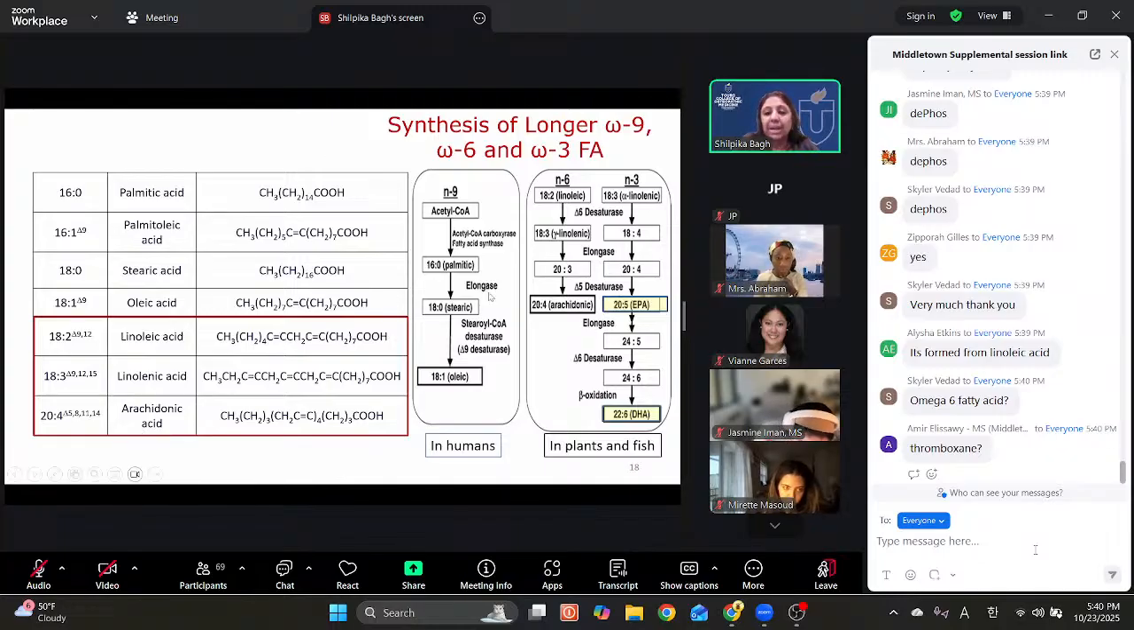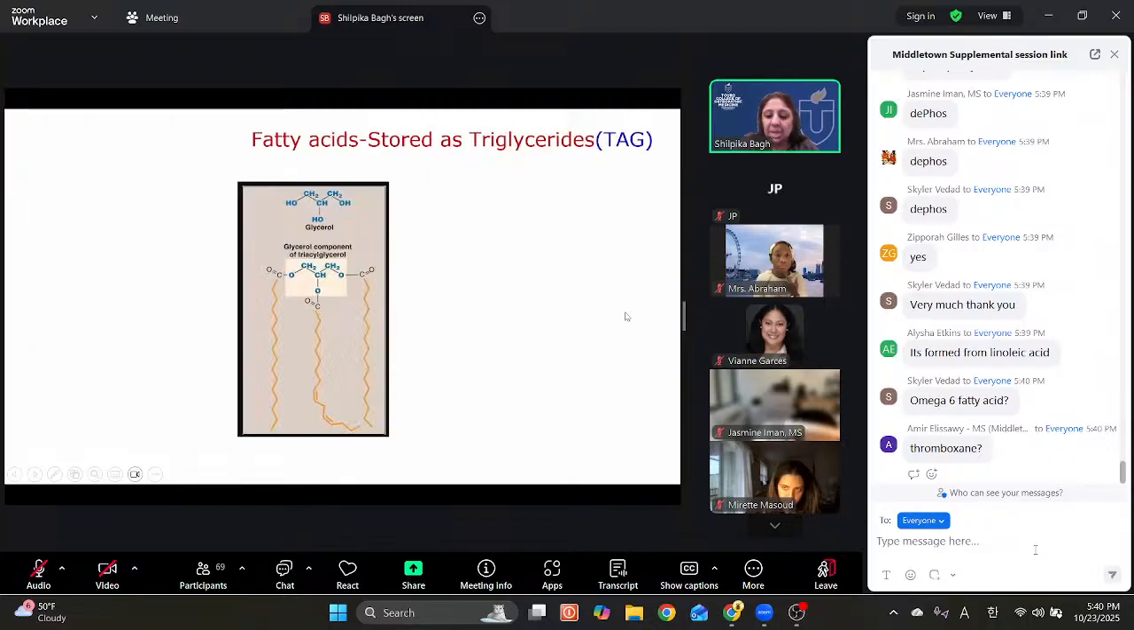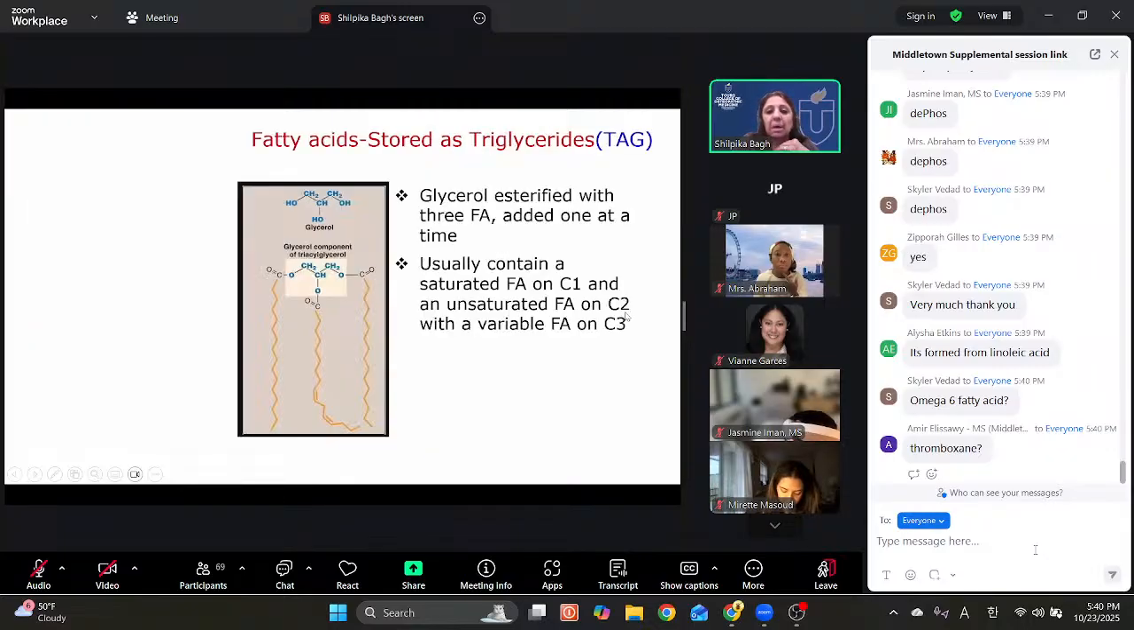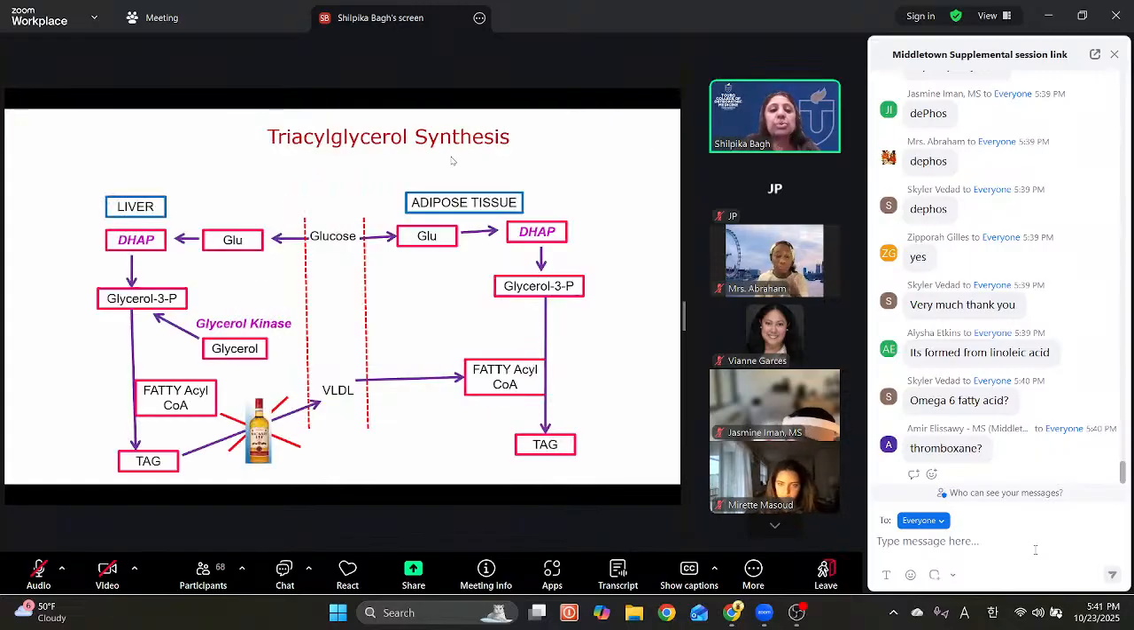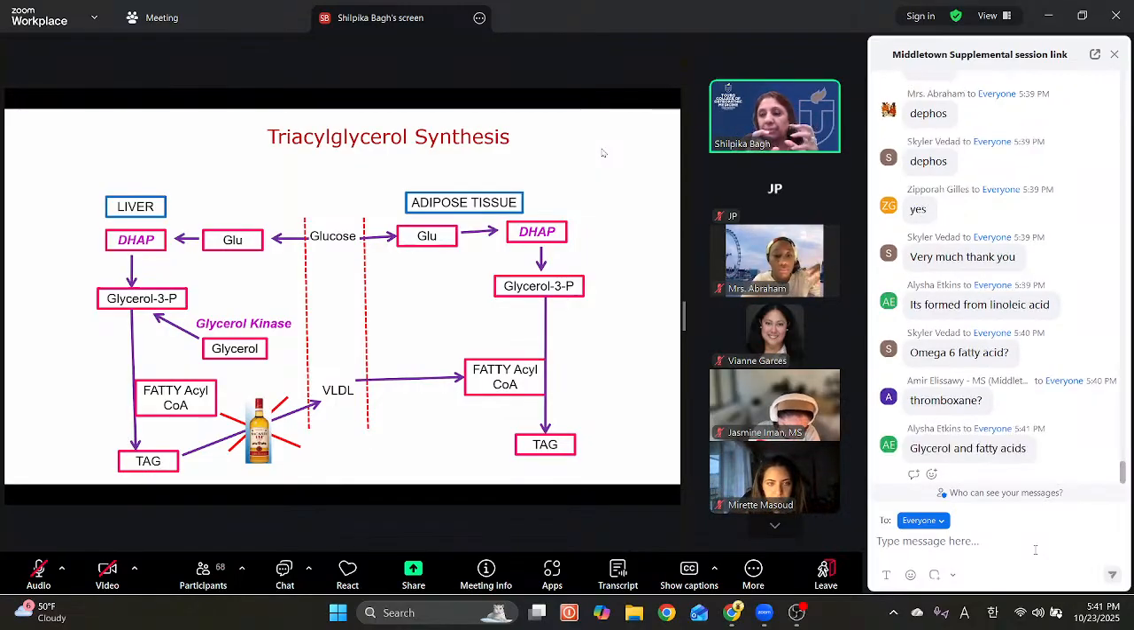What is omega-3? Linolenic. What is omega-6? Linoleic and arachidonic acid. EPA and DHA are also omega-3. Now, TAG. Many students struggle with TAG. All you need to do with TAG is know what it is made up of. What is TAG made up of?